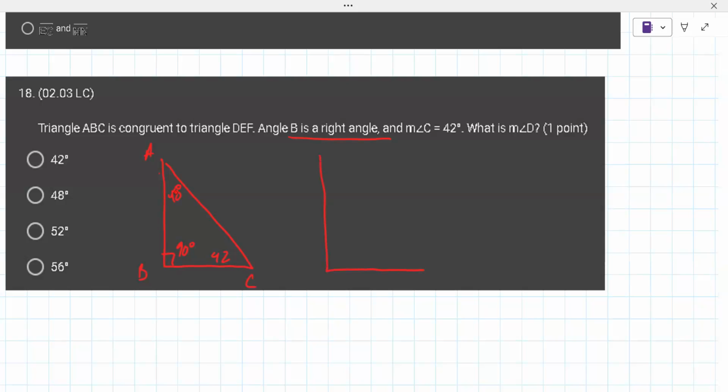So here's the other triangle, DEF. Now the order matters. A goes with D, so that means the top. E is down here at the bottom and F is on the right. So that's 90, 42, and 48. Which one are they asking about? D. So what is the correct answer? 48. You got it.